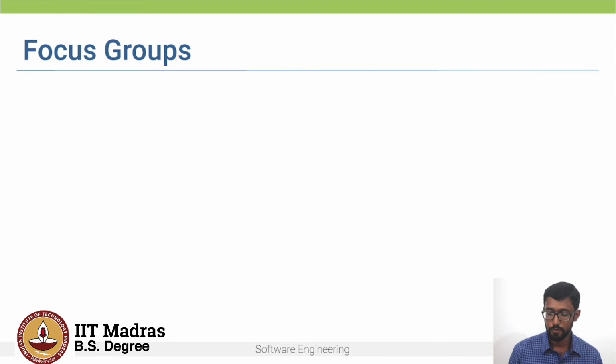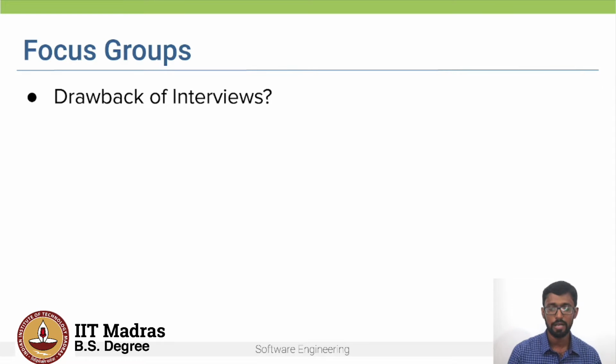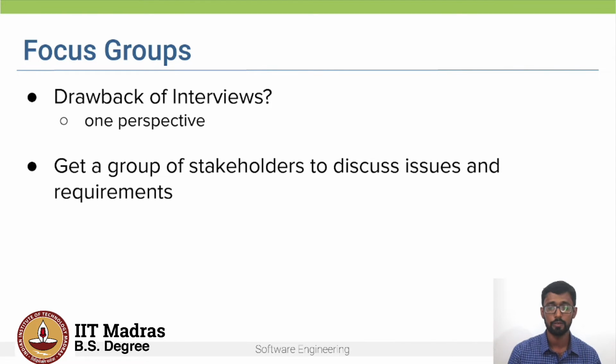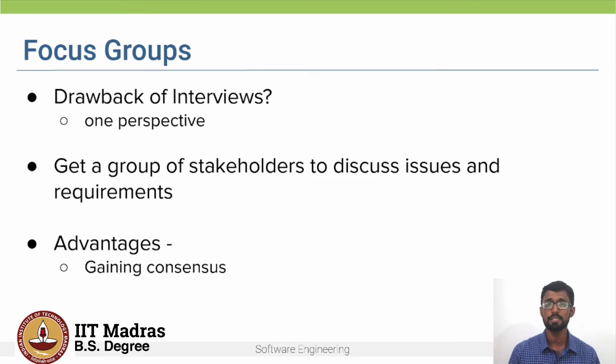Now we looked at interviews, and one drawback of interviews is that they offer only one perspective. An alternative can be to get a group of stakeholders to discuss issues and requirements. The advantages of using focus groups are, one, it helps us gain consensus. If different groups of stakeholders highlight the same issue or the same concern, then we know that this is a key requirement which we need to build into our system.